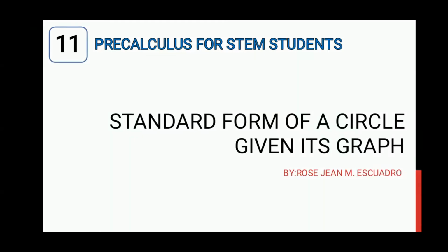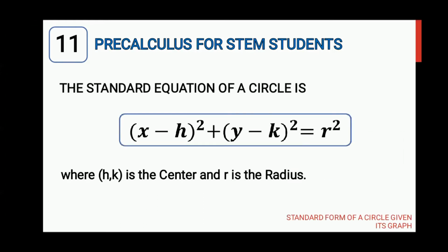This video is all about finding the standard form of a circle given its graph. The standard equation of a circle is (x minus h) squared plus (y minus k) squared is equal to r squared, where the coordinate (h, k) is the center of the circle and r is its radius.